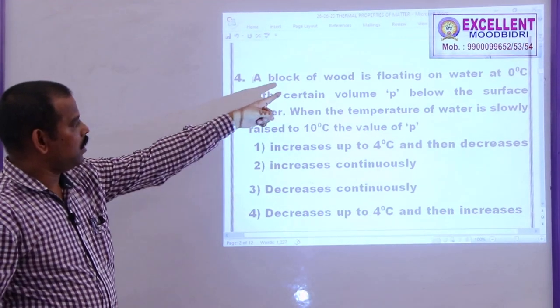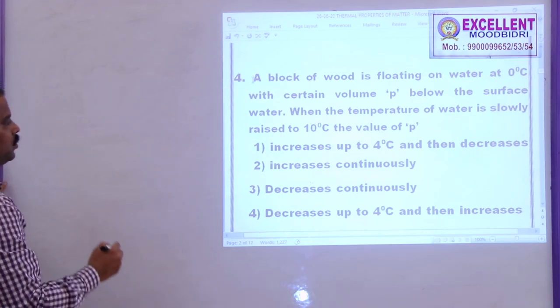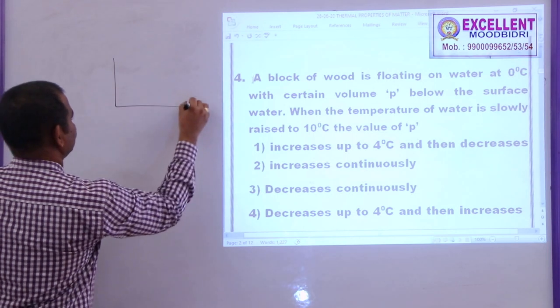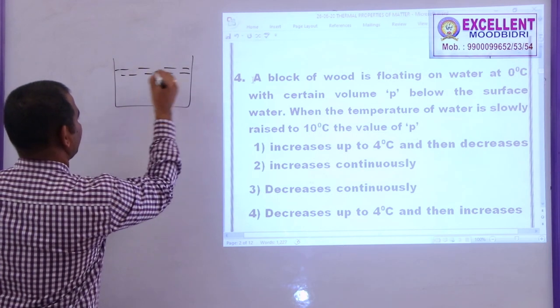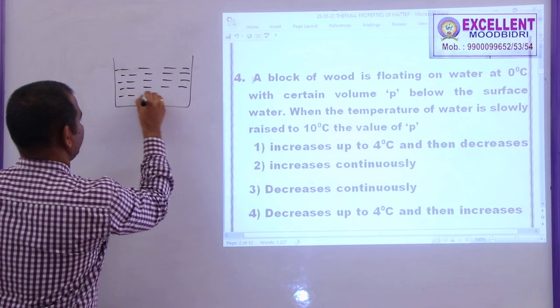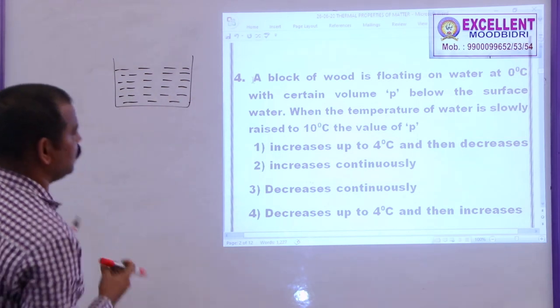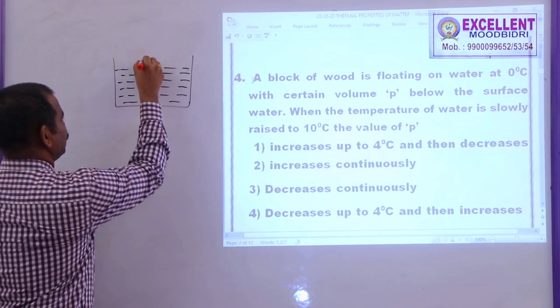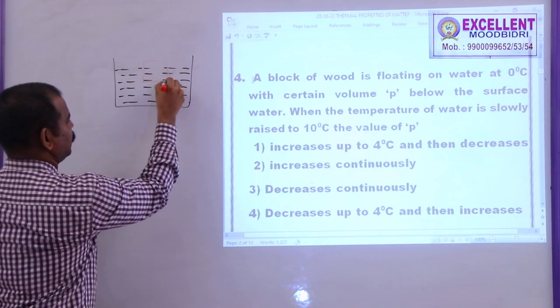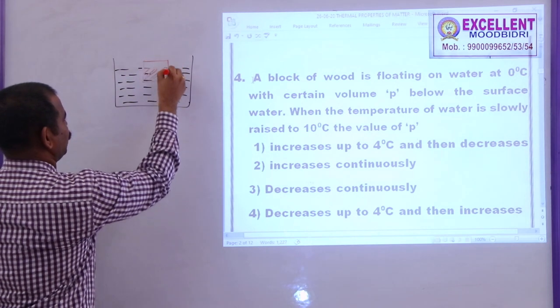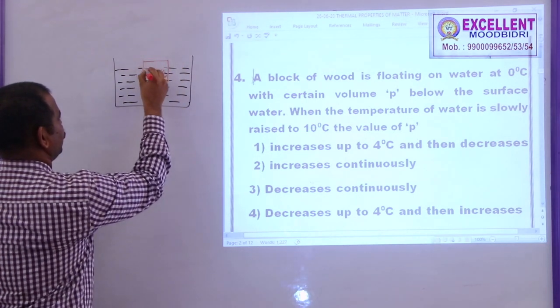Fourth, a block of wood is floating on water at 0 degrees with certain volume P below the surface of water. This is the water level. Here a block is floating with a certain volume P within the liquid or water. So this shaded region is P.